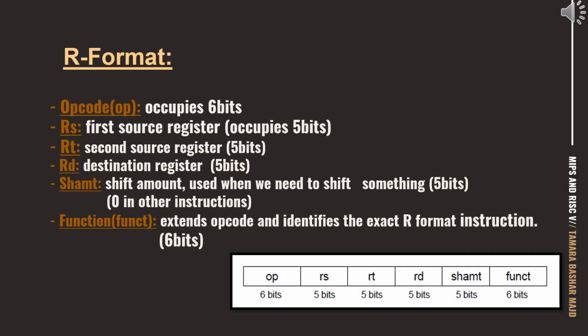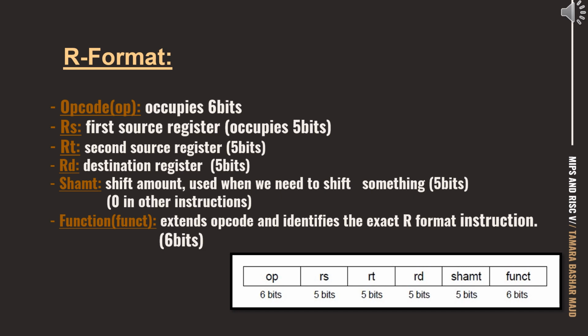The R format is used when all data values used by the instruction are located in registers. The 32 bits are divided into these components. Opcode occupies 6 bits and it is most of the time 0. The RS, RT, and RD are the first source register, second source register, and the destination register, respectively, and they all occupy 5 bits. The shift amount, which is used when you need to shift something, is 0 in most of the instructions, and it occupies 5 bits.